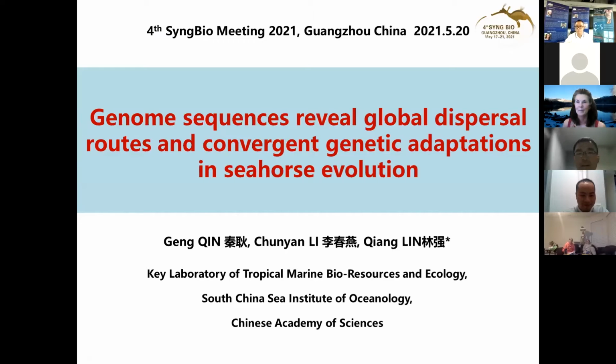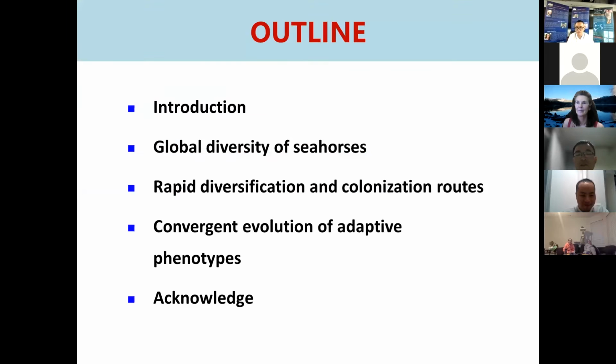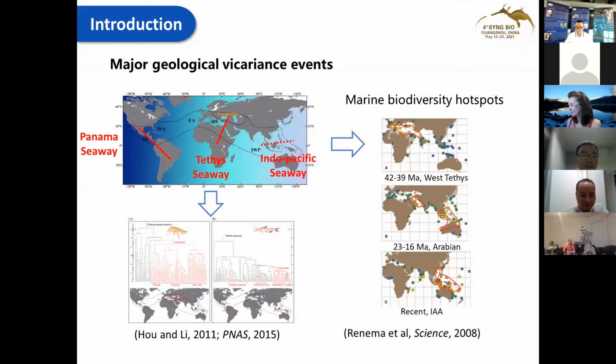Okay, hello everyone. My name is Geng, not Geng Qin. Geng from South China Sea Institute of Oceanology, Chinese Academy of Sciences. I'm very pleased to give my presentation with the title Genome Sequences Reveal Global Dispersal Routes and the Convergent Genetic Adaptation in Seahorse Evolution. I will tell my stories about the following parts. Firstly, about the introduction.